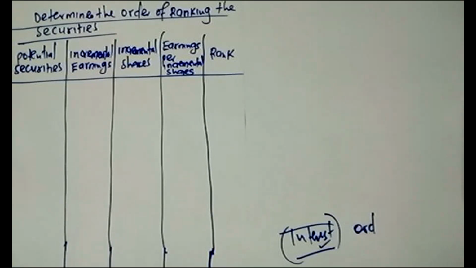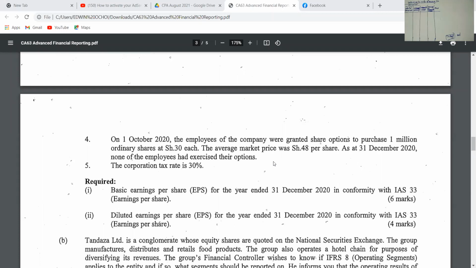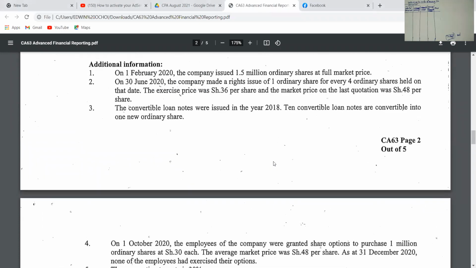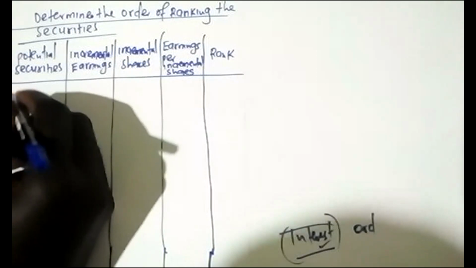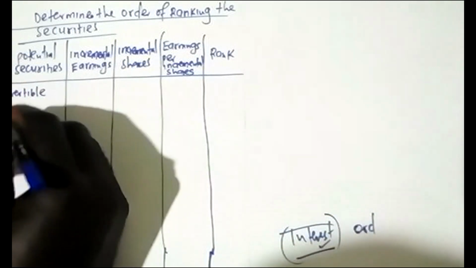So in this question of ours, we were having some convertible securities, some potential securities. That is the good name I can use. Which are these potential securities? There were just two: the convertible loan notes and the share options. That is according to additional information number 4 and additional information number 3. Those are the only potential securities which I have. So I will start from the convertible loan notes.